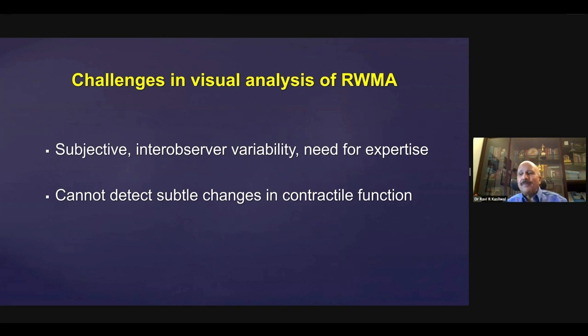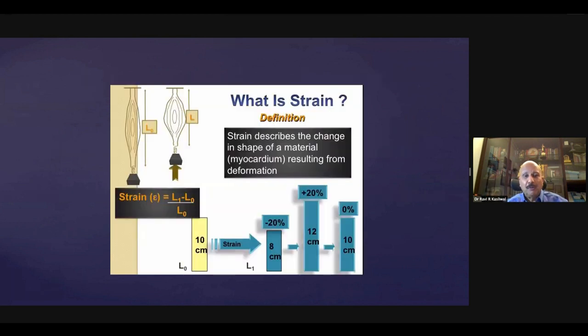Now, we have talked about regional wall motion abnormalities, but is the thing so simple? There are challenges, and the challenges are in the visual analysis of regional wall motion abnormality. There can be subjective problems, interobserver variability, and there is a need for something more. Also, subtle changes cannot be picked up, and we have seen how strain is very valuable. Strain describes a change in shape of the myocardium, which results from deformation. So strain can actually give us far more information than ejection fraction. But here we are looking at segmental strain. We're not looking at global strain, as we look in aortic stenosis, for example, asymptomatic AS.